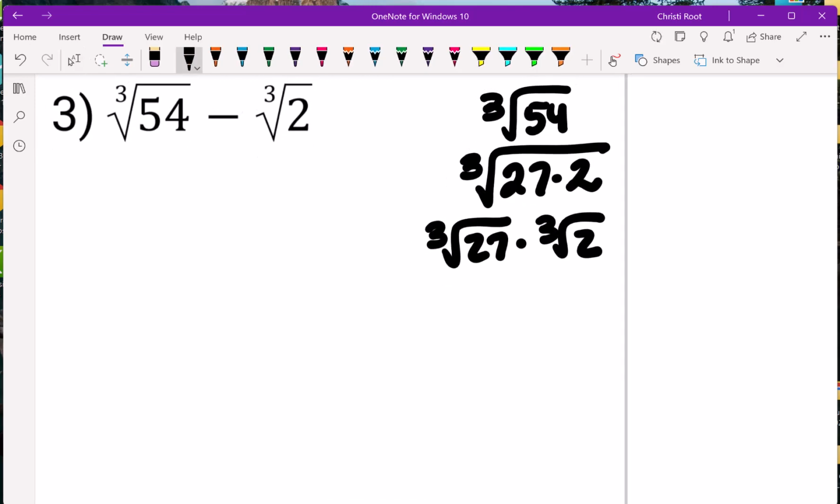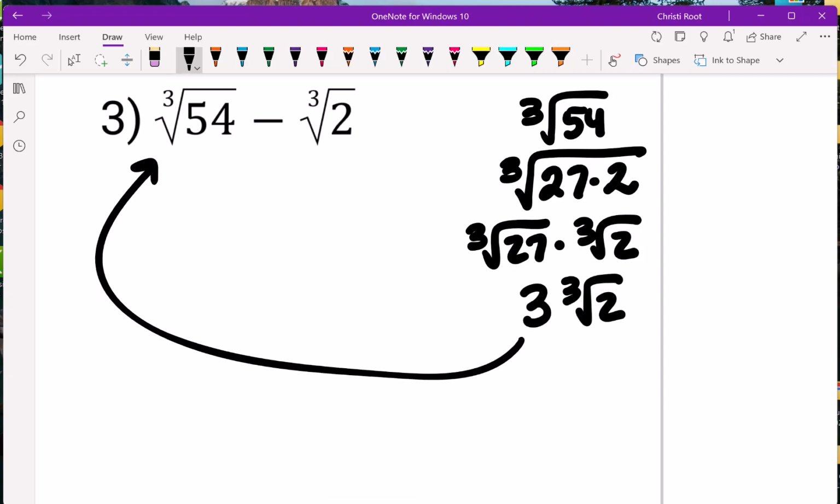So I can take the cube root of 27. So simplified, I think I have something I can work with, right? Because the way it started out is 54 and 2, and I'm not allowed to subtract it. But if I replace it with a simplified version, I think it's going to match up.